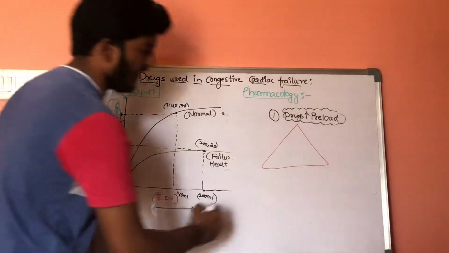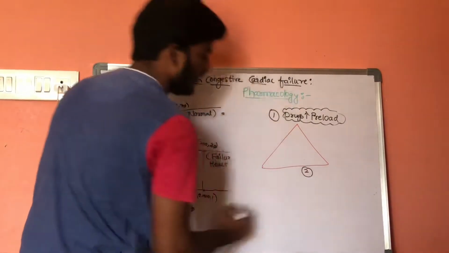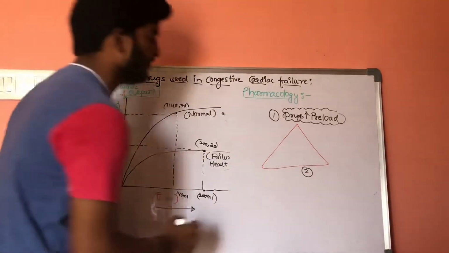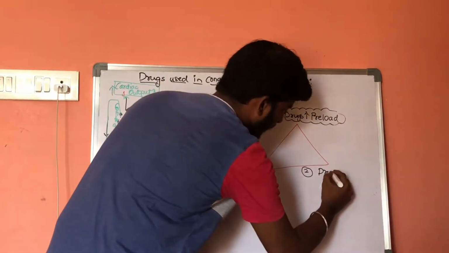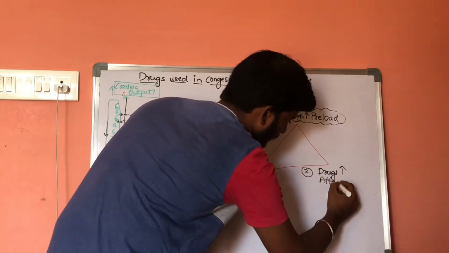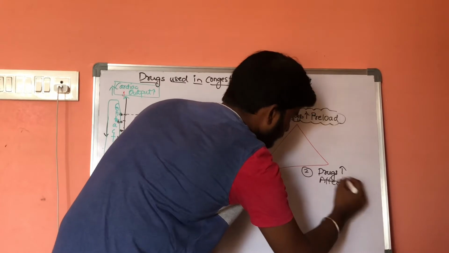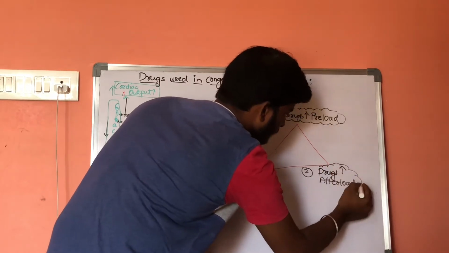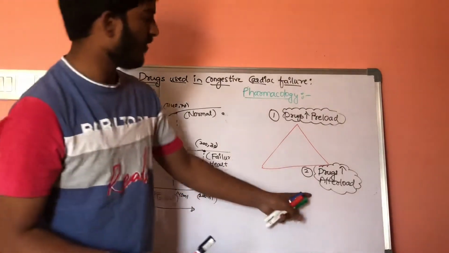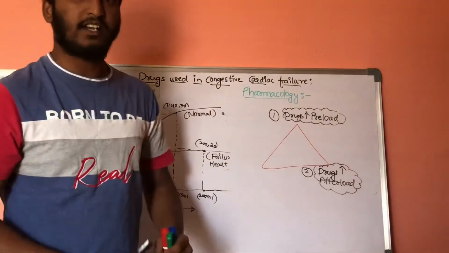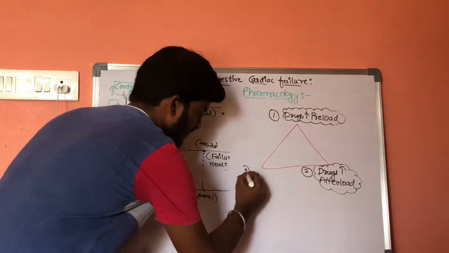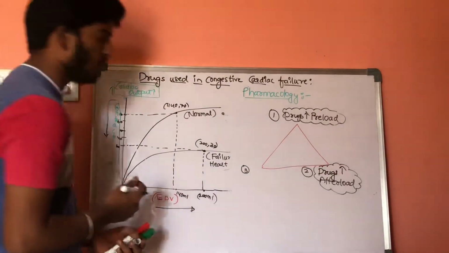And the second criteria is drugs which are used to decrease the afterload can be given for this congestive cardiac failure. And the third type of drugs, an important class of drugs, is positive inotropic drugs.